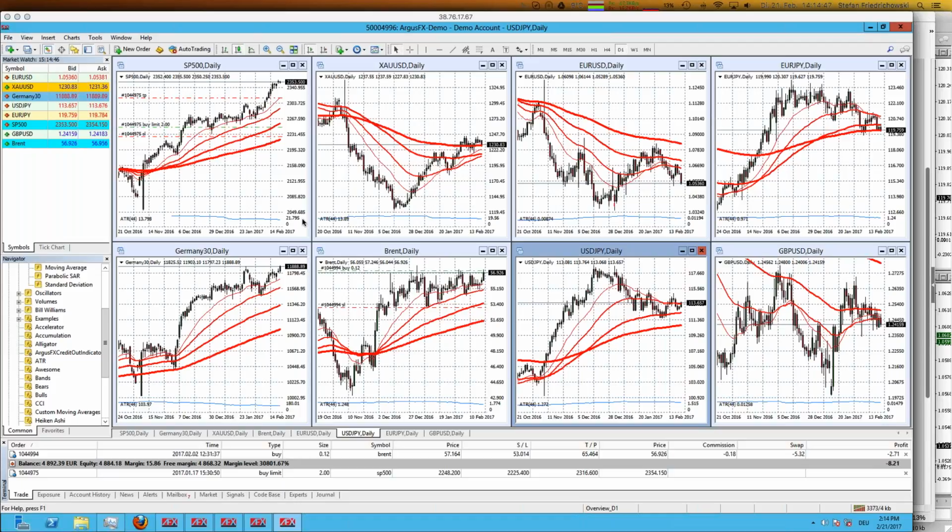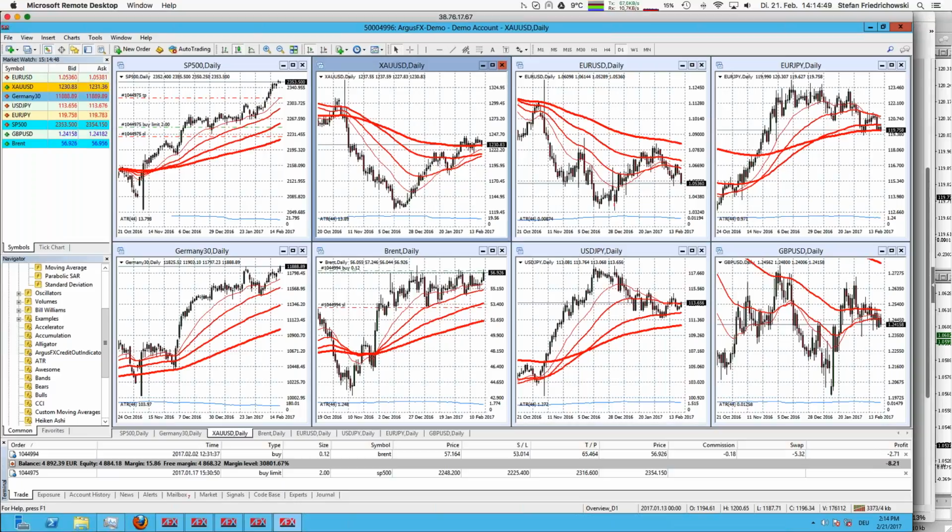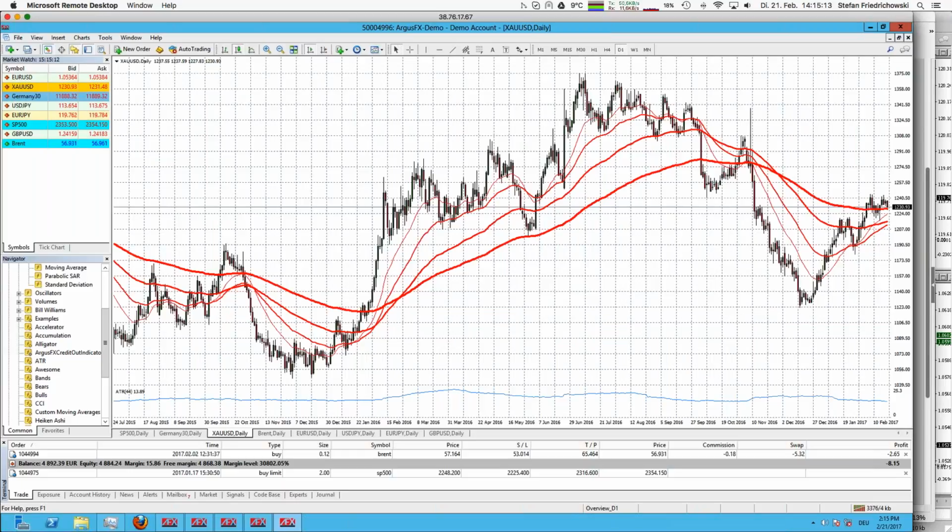But let's move forward. Here, gold. Gold becomes now interesting. You see that our EMAs come together, that our slowest EMA is slightly decreasing still, so the slope is negative. So that is a candidate here, and I now make the chart a little bit bigger.